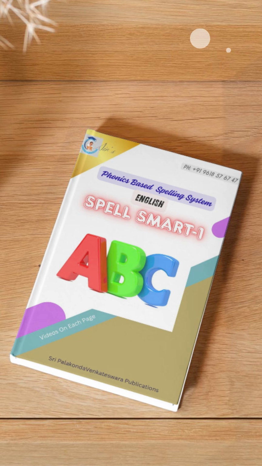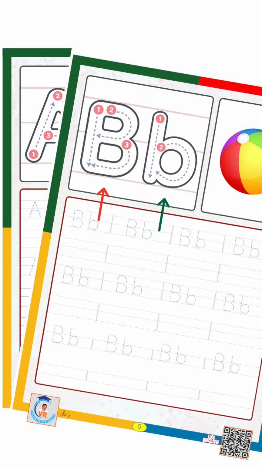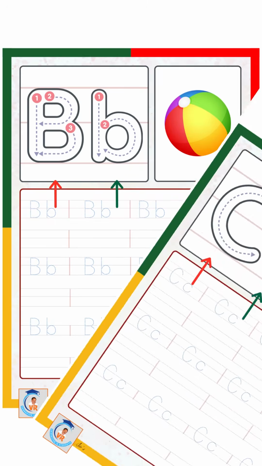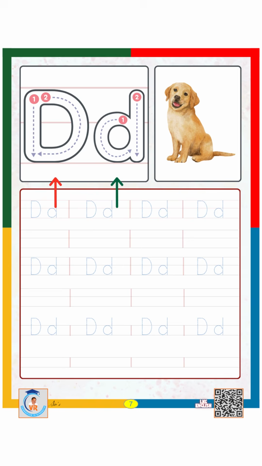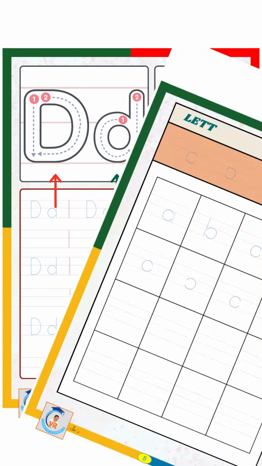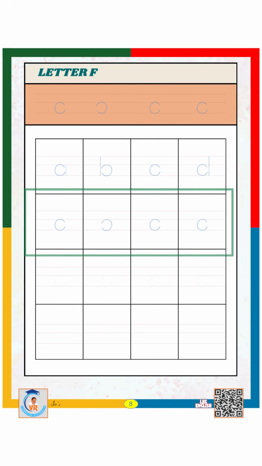Capital letters and their sounds were introduced in Spell Smart 1. Spell Smart 2 starts with capital and small letters tracing with their phonetic sounds. After 4 pages, how to write ABCD from the letter C. Easy writing technique.